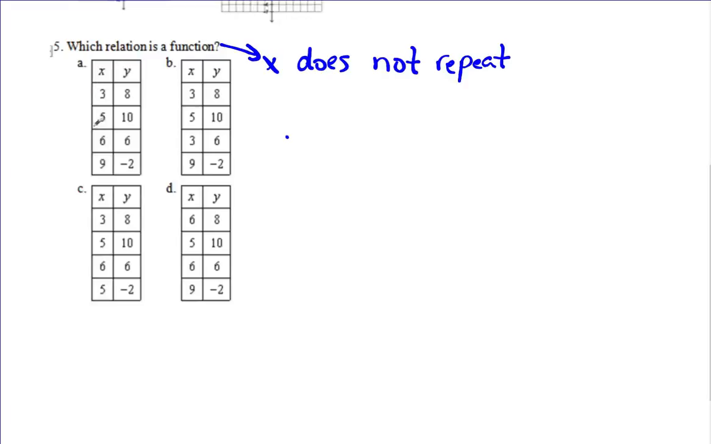So A says 3, 5, 6, 9. Again, that looks pretty good, right? So I'm going to say maybe. Let's check the others. 3, 5, 3, 9. Oh, this repeats. That doesn't work. C, 3, 5, 6, 5. Oh, 5 repeats. And D, 6, 5, 6, 9. 6 repeats. So none of these are good except for A. That's it. Anytime it says function, you look for x to not repeat.